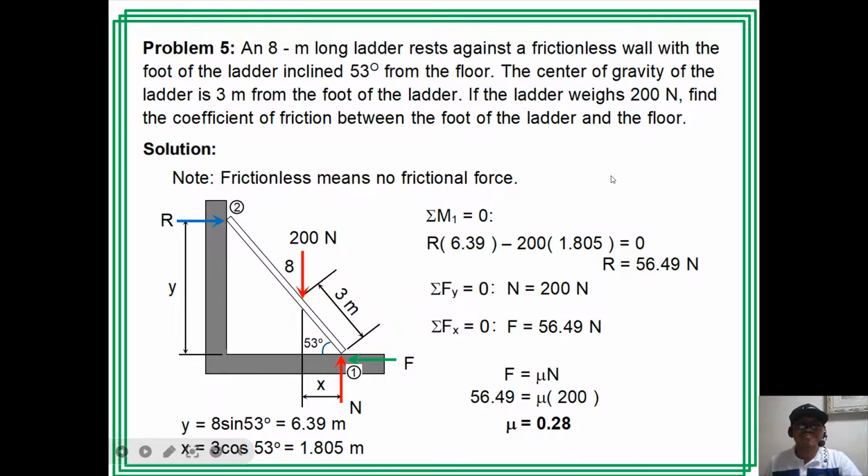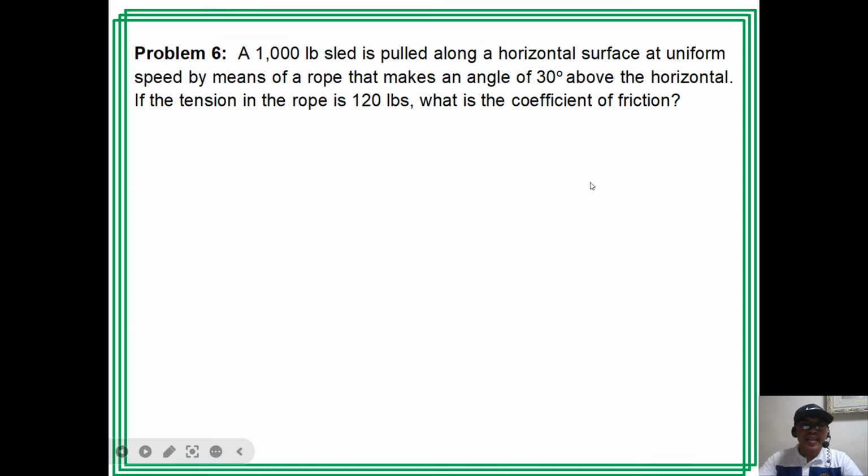Okay lang ba? Kumusta? Kuha lang, no? Simple lang yung mga problems natin. Okay, so I think this will be the last problem, na?